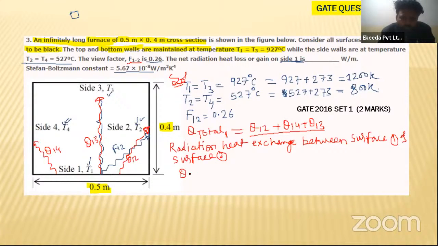So Q12, can I calculate the value of Q12 using E_b? Because black bodies are given, he has already told us that all the bodies are black. So Q12 will be given by F12 multiplied by A1 into sigma, into T1 to the power 4 minus T2 to the power 4. From this formula, you can directly have the value of Q12. So let us calculate it. What is the fraction of radiation leaving surface 1 and reaching surface 2, the shape factor F12? This is given to be 0.26.